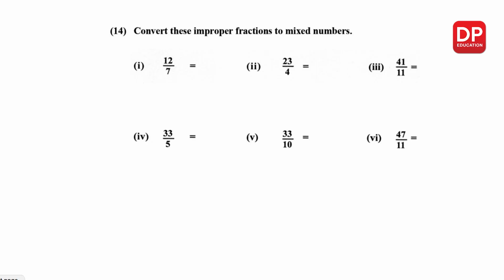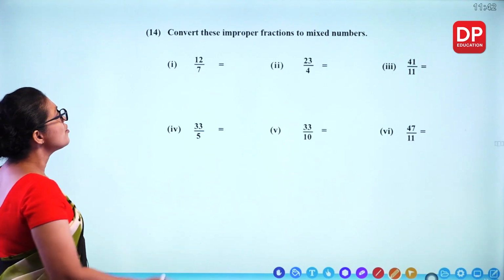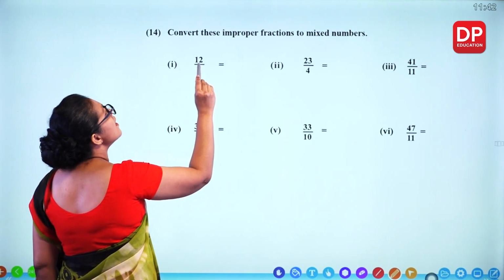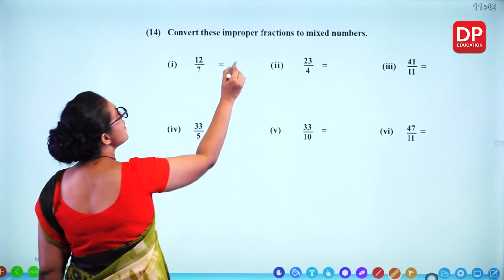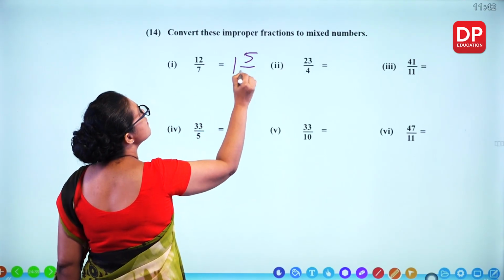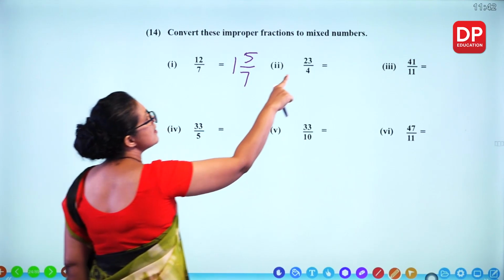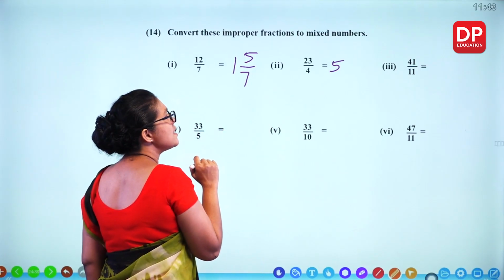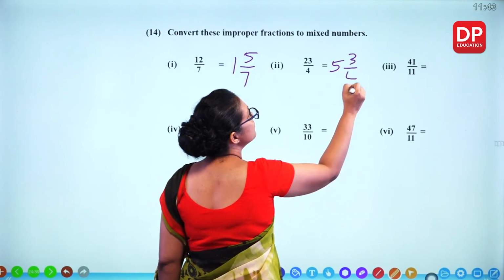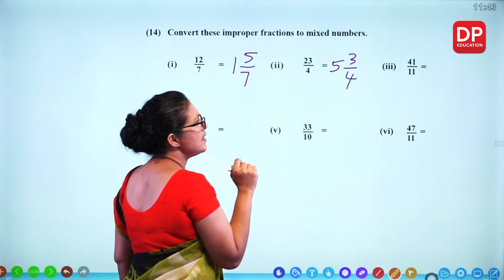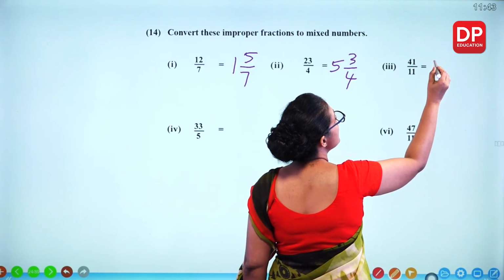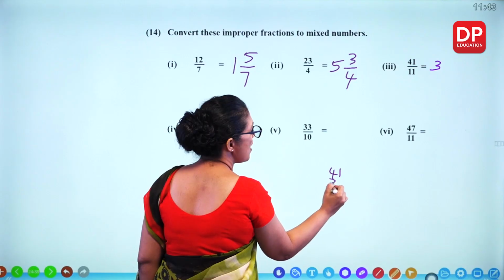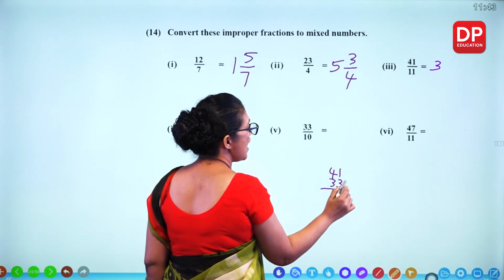Convert these improper fractions to mixed numbers. Now you know how to do that. Take long division. How many 7s for 12? 1. 5 remaining. 5 over 7. Divide by 4. 4 times 5, 20. 3 remaining. Divide by 11. 11 times 3, 33. How many remaining? 41 minus 33, 8 remaining.